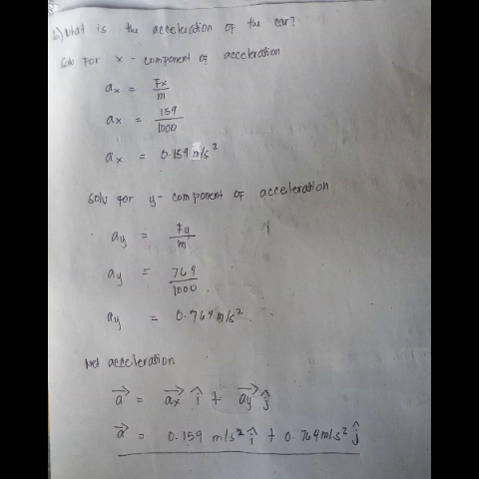Then the result is 0.764 meter per second squared. Net acceleration A equals 0.159 meter per second squared i plus 0.764 meter per second squared j.